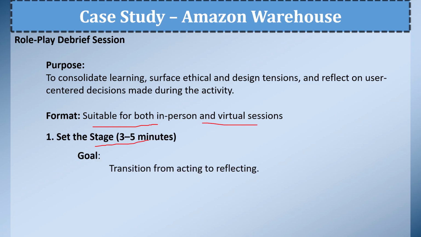Set the stage, 3 to 5 minutes. Goal: transition from acting to reflecting. This moment invites participants to disengage from their character roles and return to their own voice. Acknowledge the intensity or complexity of what just unfolded and normalize any emotional reactions. Framing the transition as a shift from storytelling to reflection helps clarify that the next phase is about unpacking meaning, not defending decisions.